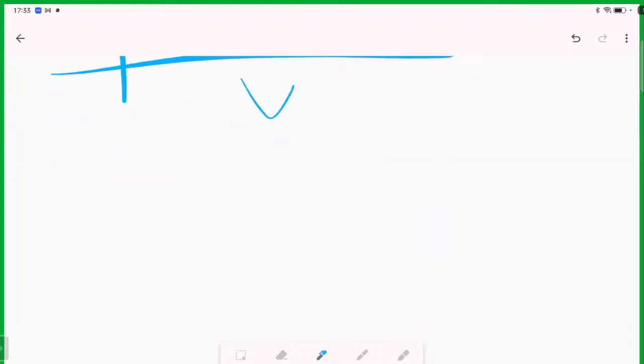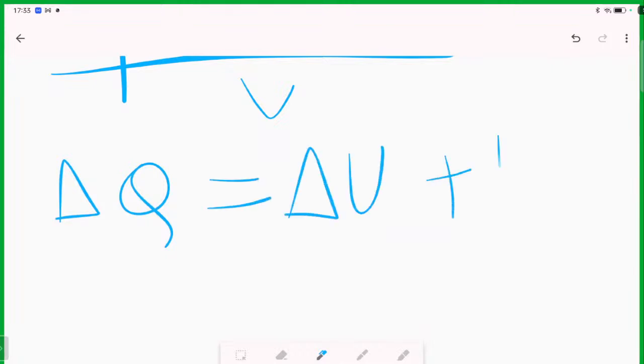So for this, we should refer to our first law of thermodynamics. What is first law? That is delta Q is equal to delta U plus W. First law, right? So energy can neither be created nor be destroyed, can just be transformed. So the delta U, why is it 0?